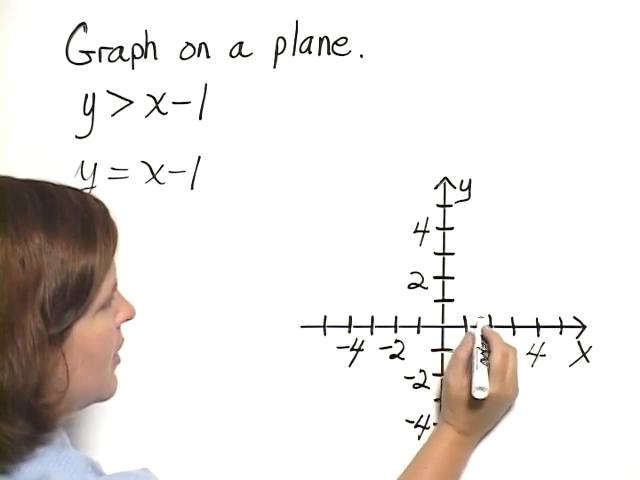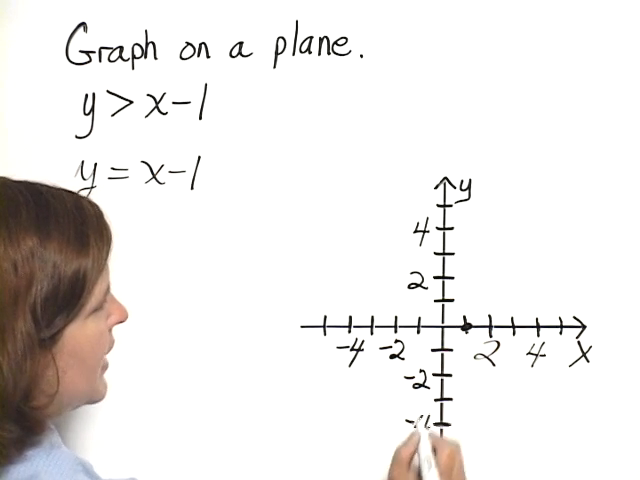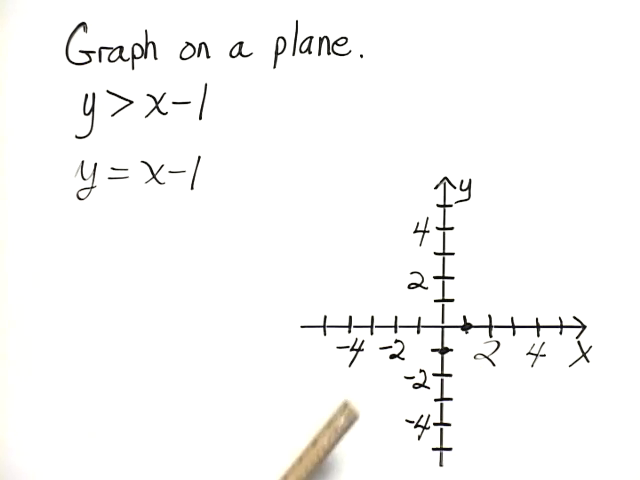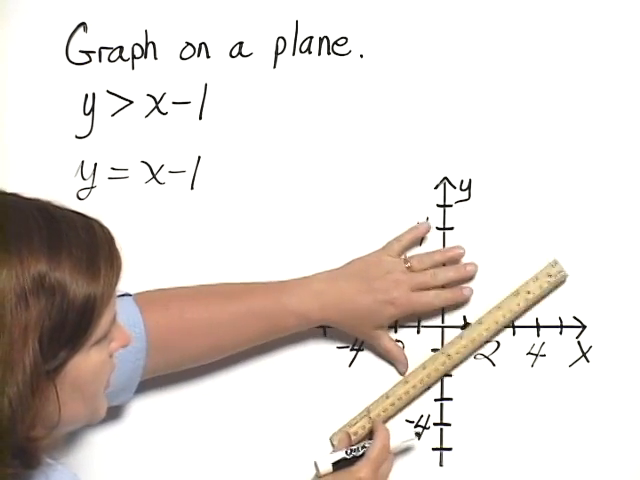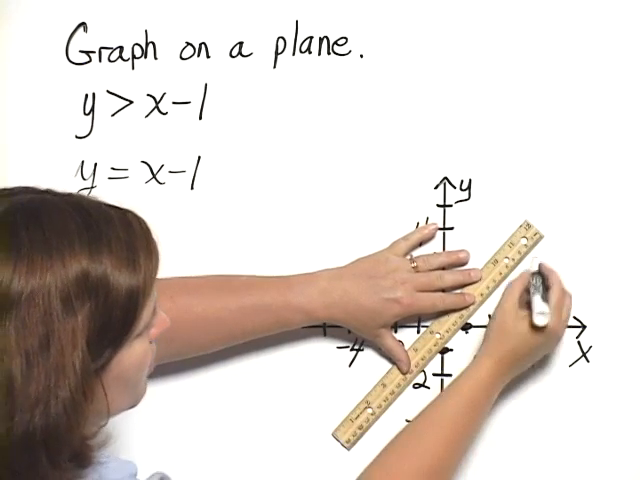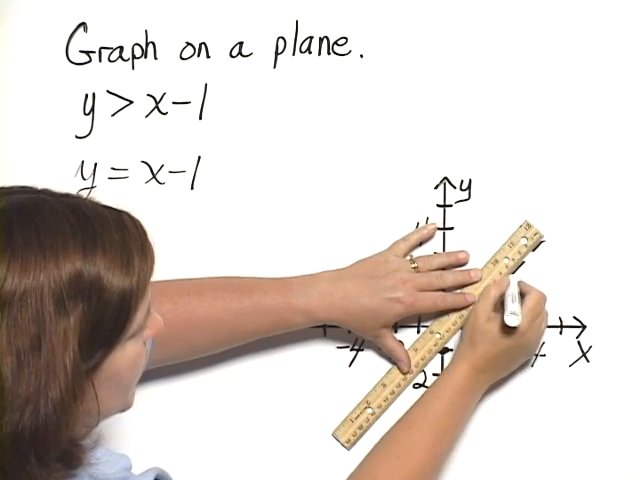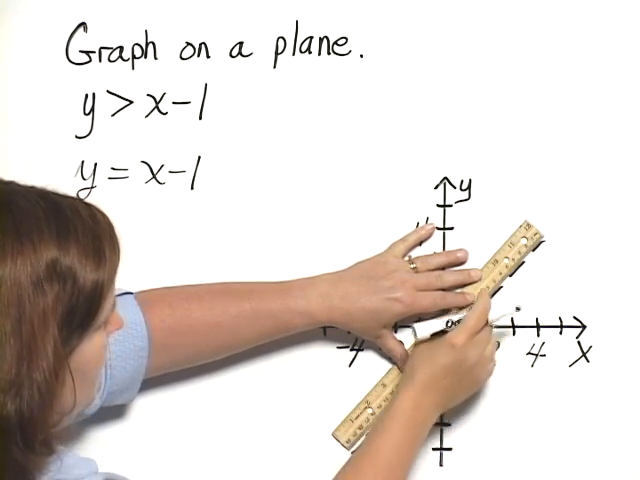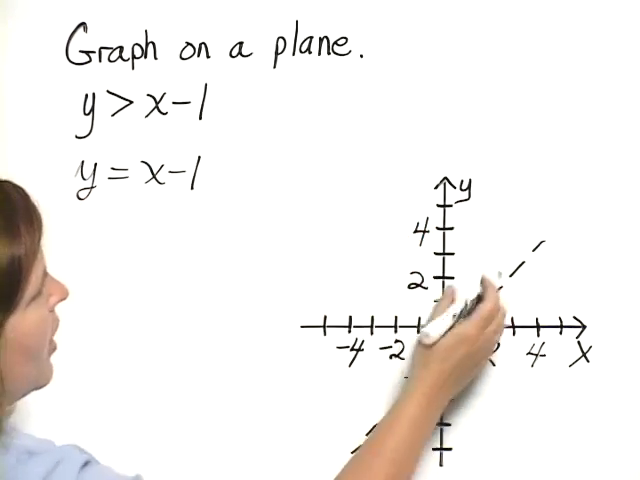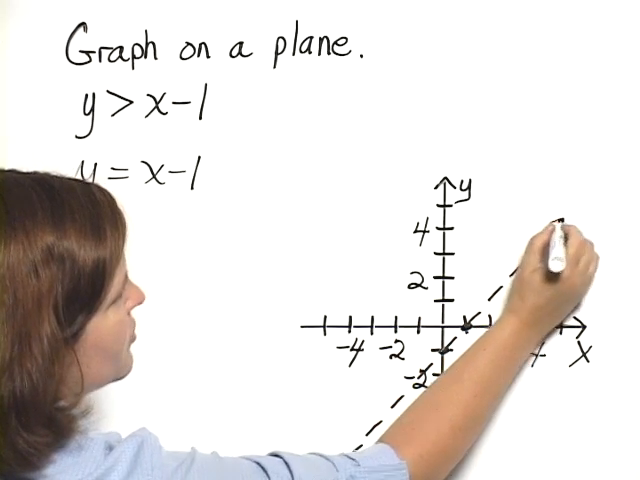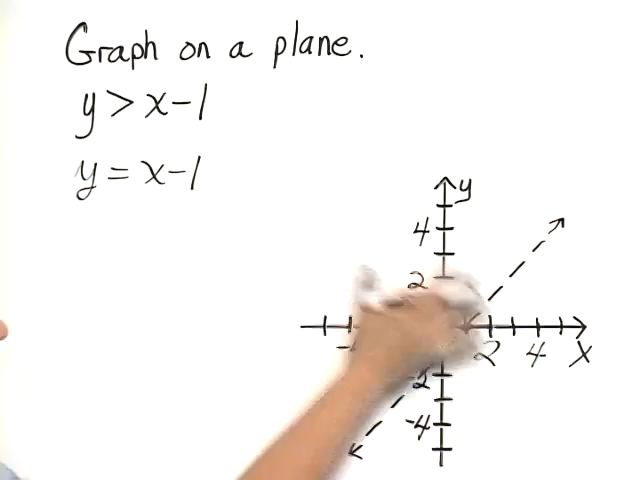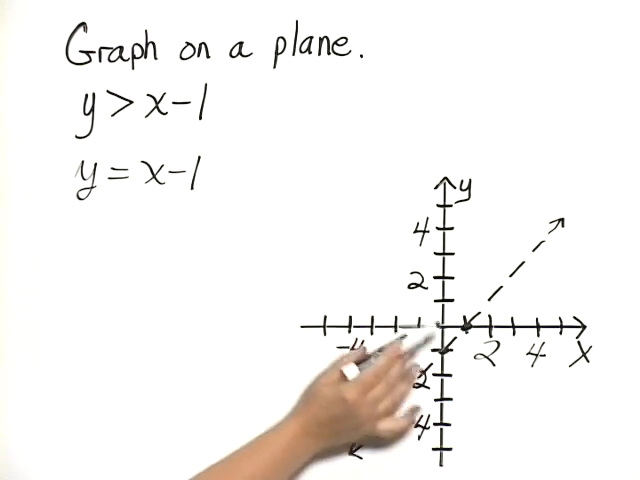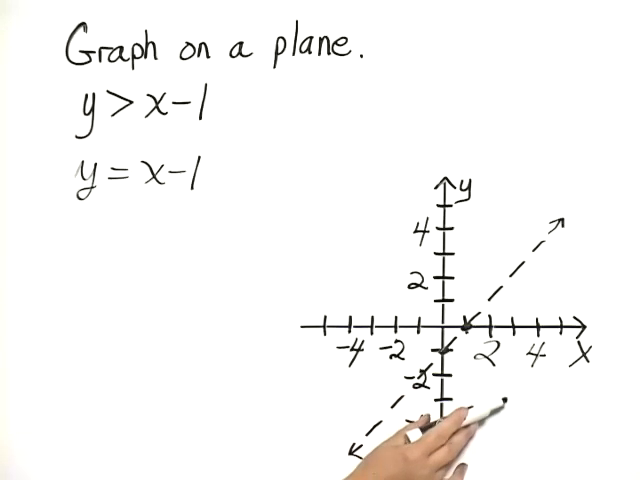So 1, 0 is an x-intercept, and 0, negative 1 is the y-intercept. So we can use those points and graph. Using a dashed line, we can graph the line y equals x minus 1. Now that is not the graph of the inequality, that's the graph of the boundary line that splits the plane into two half planes. The graph of the original inequality is going to be one of those half planes.